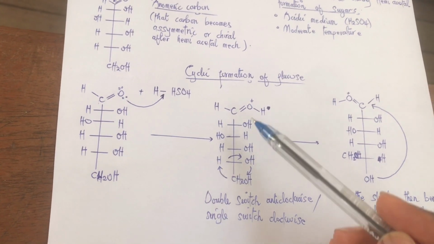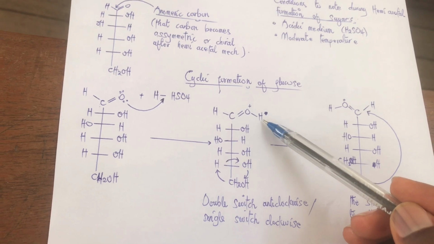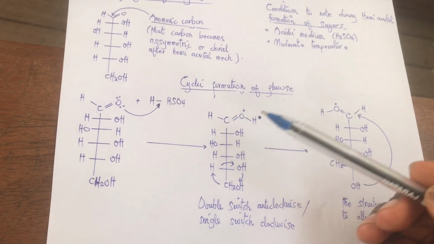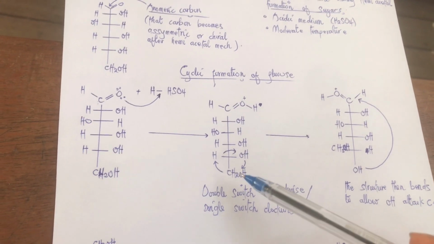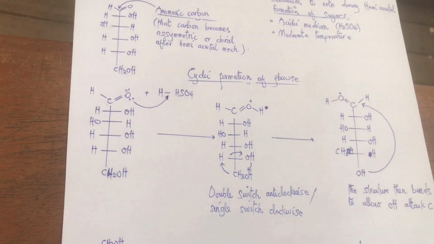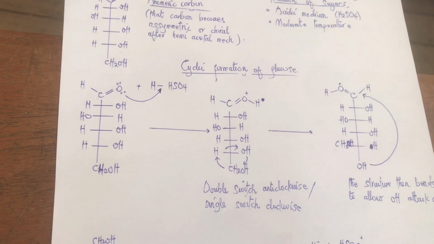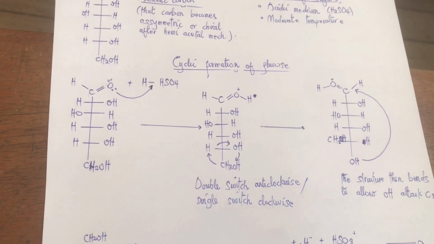Now, when you're having something like this, this is your partially negative hydrogen, and this is your partially positive oxygen. Now, let's focus here. When you are talking about hemiacetal formation, this usually occurs when a hydroxyl group attacks an aldehyde group.